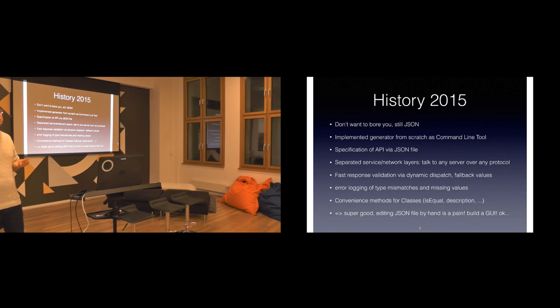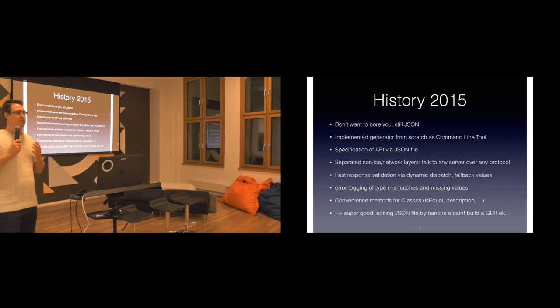So this was nice. Also, the response validation I didn't like in general with this introspection because this is slow. So I switched it to message dispatch. And this is now much faster because it doesn't need any runtime stuff. Also, it provides fallback values, and it has nice error logging that would tell you about mismatched types or missing values. So this was nice, and it was improved even more with helper functions like isEqual and description, which can also be auto-generated for classes because it's so boring stuff.